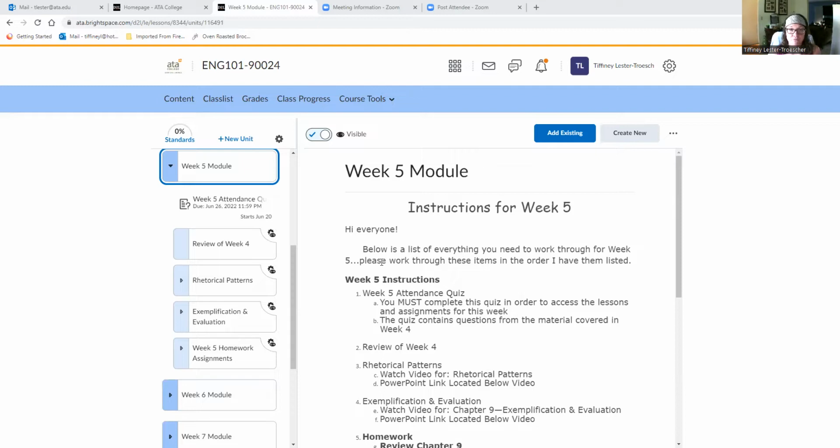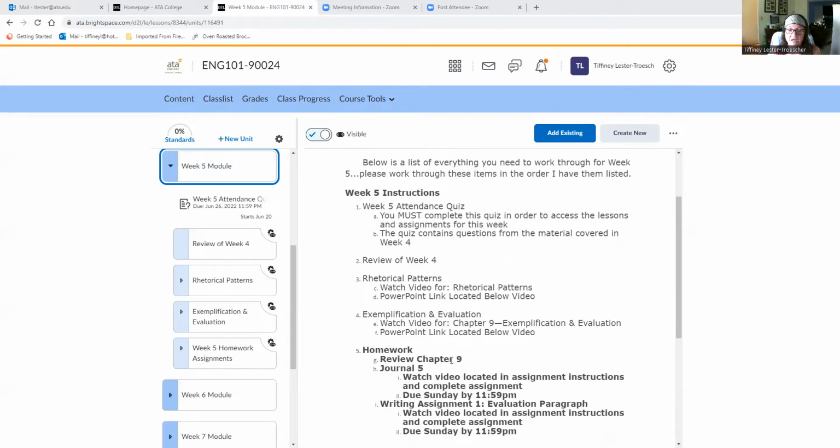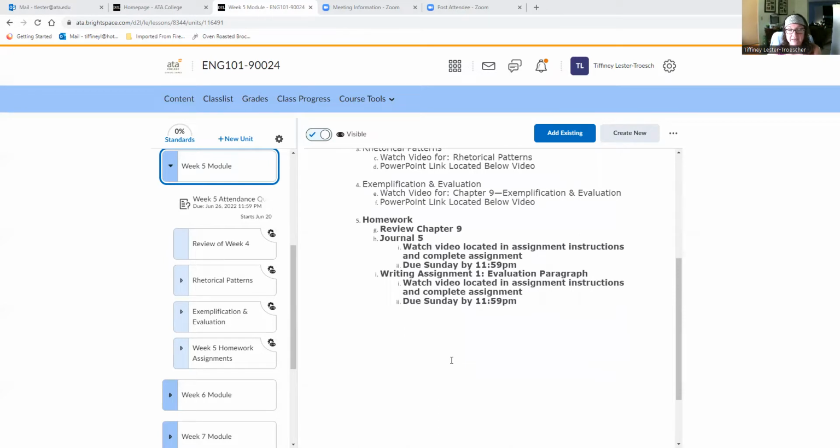So make sure you go through both of those lessons. Make sure you pay close attention to the lesson on exemplification and evaluation. That lesson is crucial to doing well on the formal writing assignment this week, which then brings us to the homework. It says to review chapter 9.